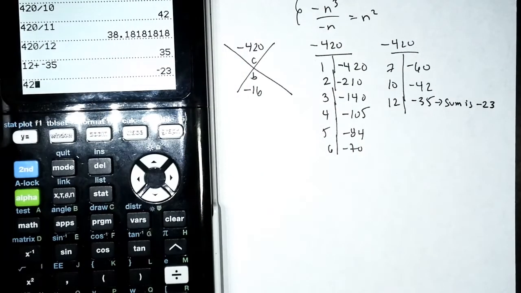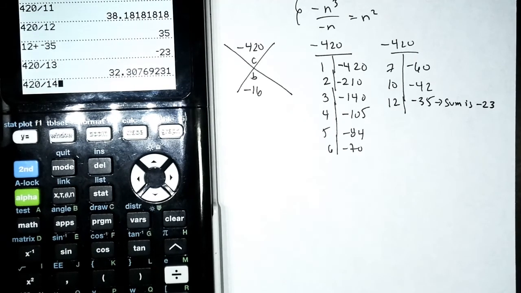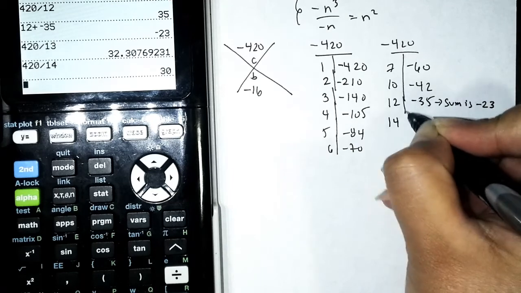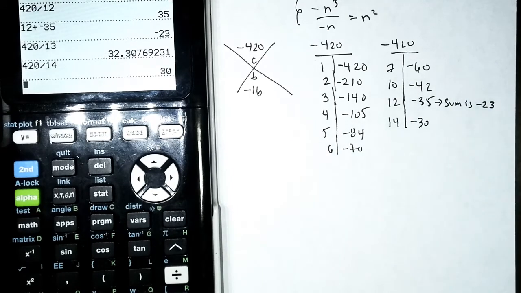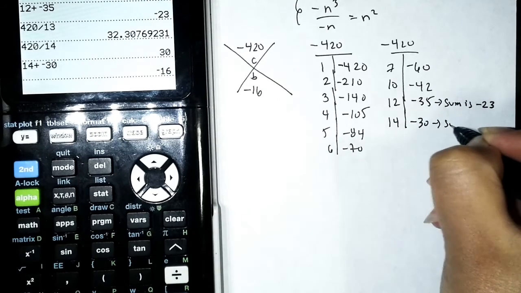Okay, is 13 a factor? Nope. Is 14 a factor? I'm getting tired, so it better be. Yeah. So let's go ahead, check it out, see what the sum is. So 14 plus negative 30, that gives us negative 16.